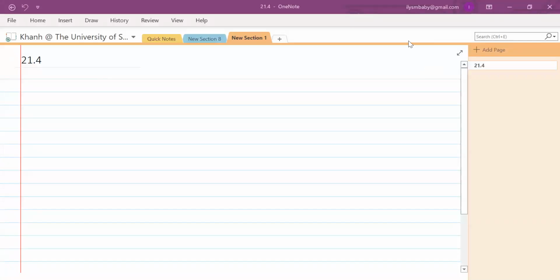Okay, so we're going to do 21.4. This is a very basic problem of trying to find the optimal production for the firms in a general equilibrium. Here we have basically two firms. One is the bakery and the other one is the creamery.